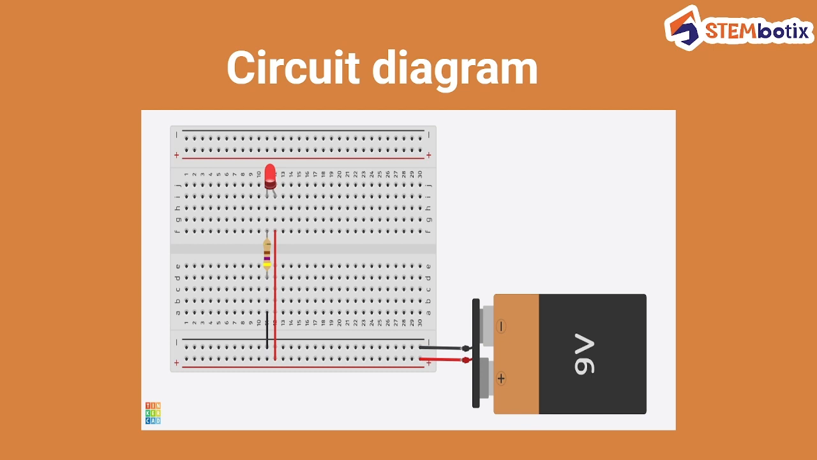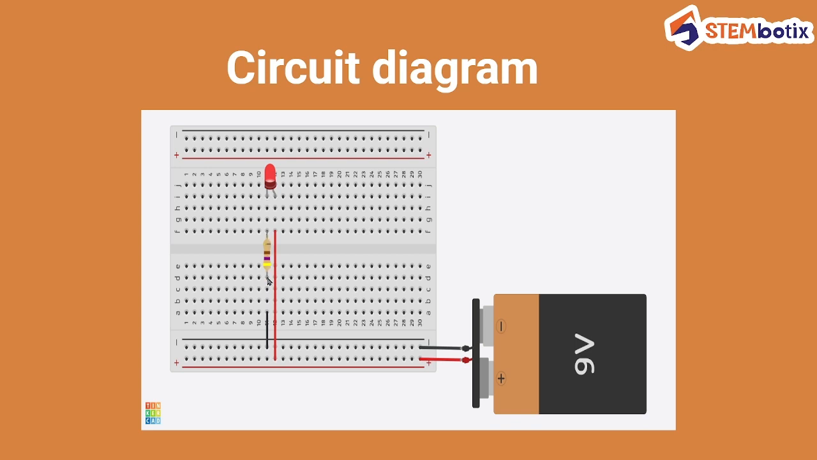So connect the longer or bent one, which is the anode, with the positive rail of the breadboard using a red jumper wire, and connect one terminal of a resistor to the cathode of the LED.